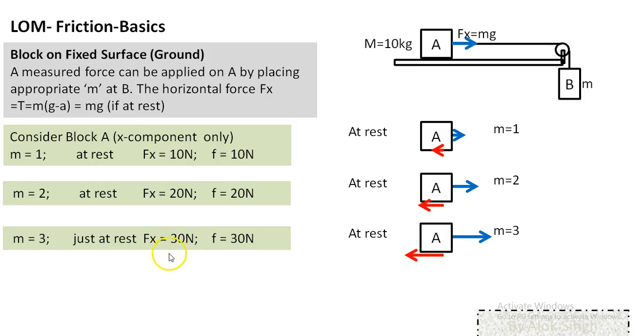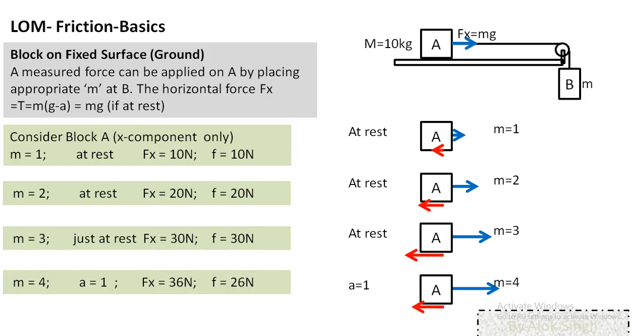Since it is at rest, again the tension or Fx will be equal to M into G, which is 30 Newton. So this force is equal to 30 Newton, and given that block A is at rest, the friction force also must be 30 Newton and in the opposite direction. So that would be the forces acting on block A in x direction.